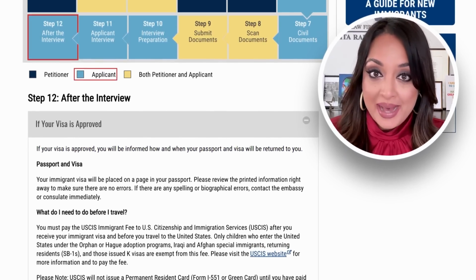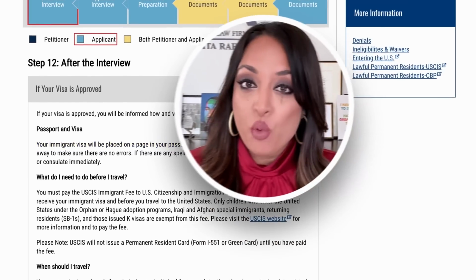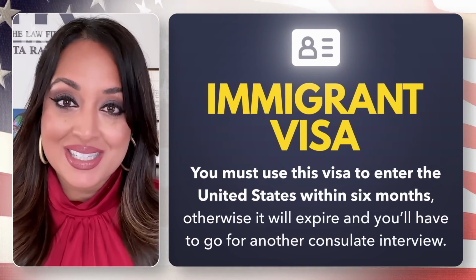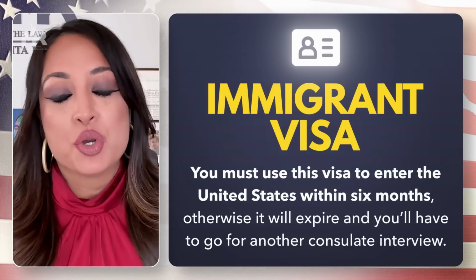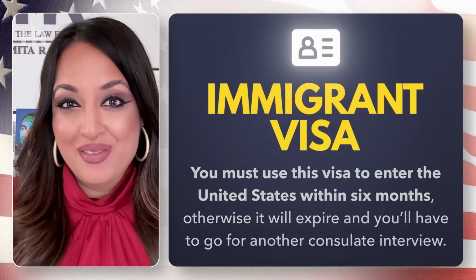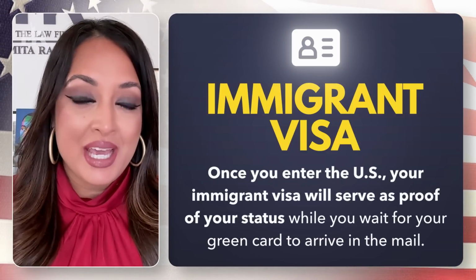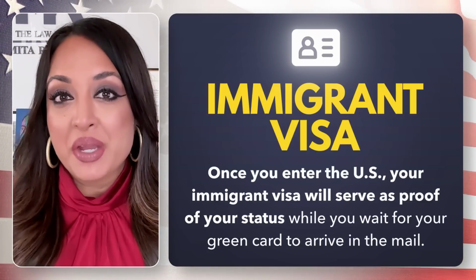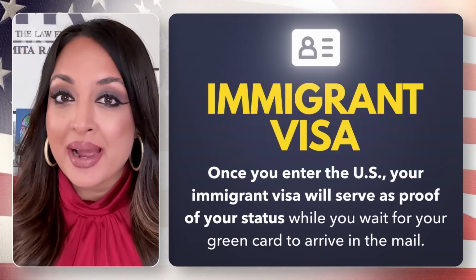Once they receive the passport, it should contain the visa foil of the immigrant visa. And it is important to note that this visa is only valid for 6 months. That means that your relative must use this visa to enter the United States within 6 months. Otherwise, it will be considered to be expired and they'll have to go for another interview at the consulate. However, once they enter the United States, the visa will become endorsed and they will be able to use that visa as proof of their permanent residency for a period of up to 1 year while they wait for the green card to arrive in the mail.